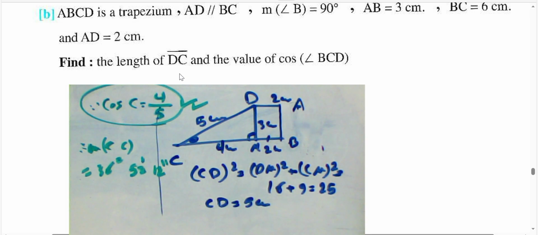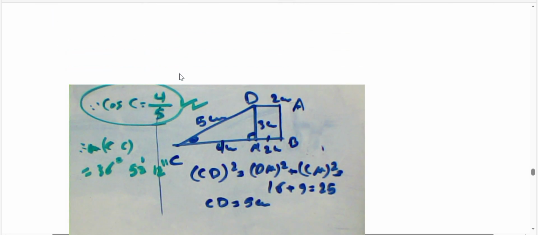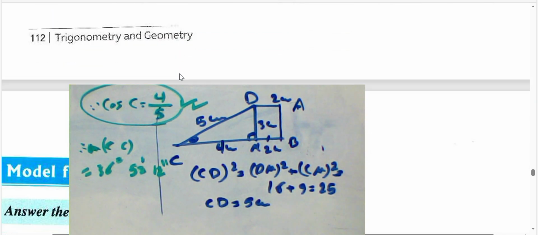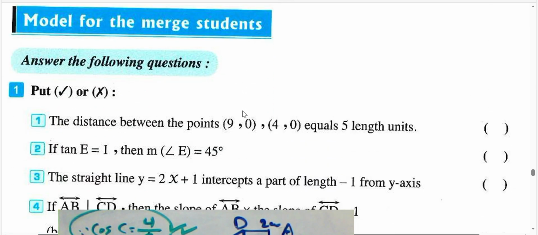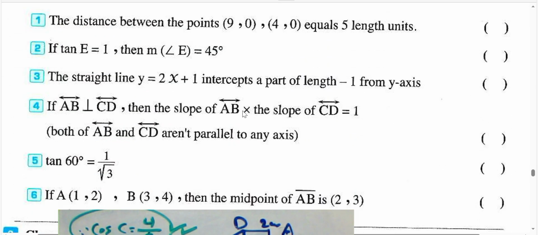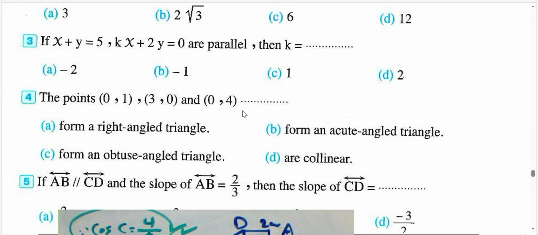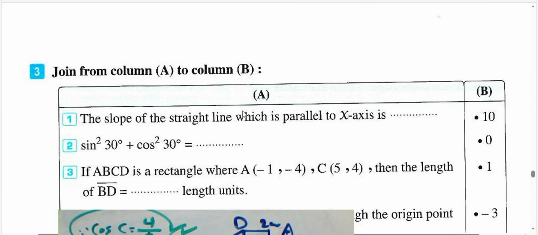It's the last question, my students. Okay, I finished the questions now about this model. In the last model here, you can solve questions with an easy method. You can solve this by yourself. Okay, it's a direct question, direct. You can solve all these questions by yourself.